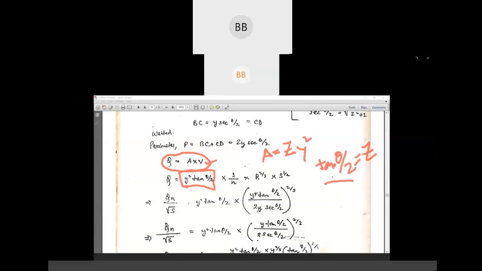Then velocity. For velocity we have two options: one is Chezy's equation and one is Manning's equation. But in the expression that we are going to derive, we have small n, that is our Manning's roughness coefficient. So that is why for velocity we are going to use Manning's equation. We all know that Manning's equation is 1 by n multiplied by r to the power 2 by 3 multiplied by s to the power half.